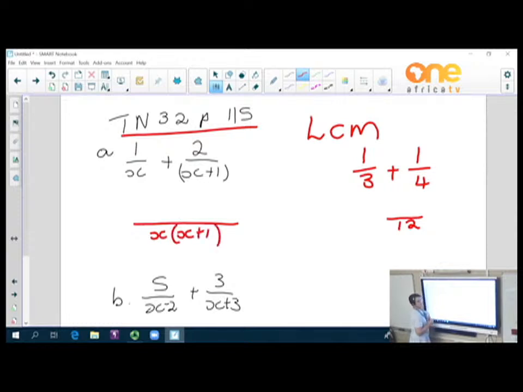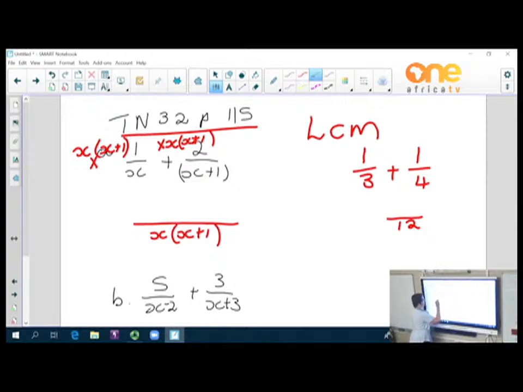I multiply those two things, the two denominators. So it's x times x plus 1, and here times x plus 1. And now this step is vitally important. For the algebra, please do it like this, otherwise you're going to struggle.